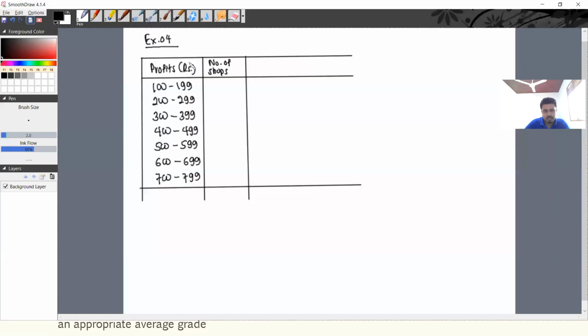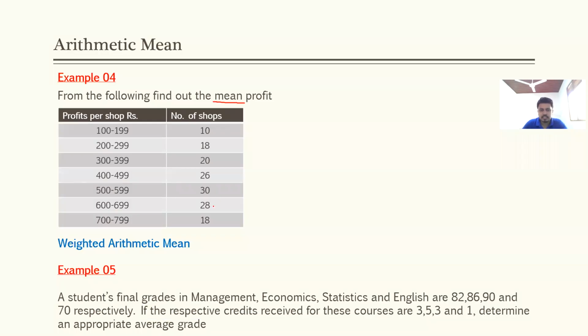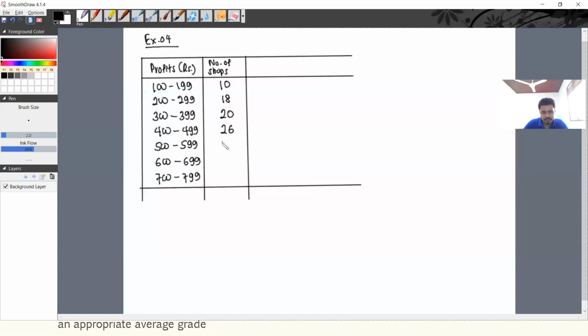The number of shops are 10, 18, 20, 26, 30, 28, 80. Right.